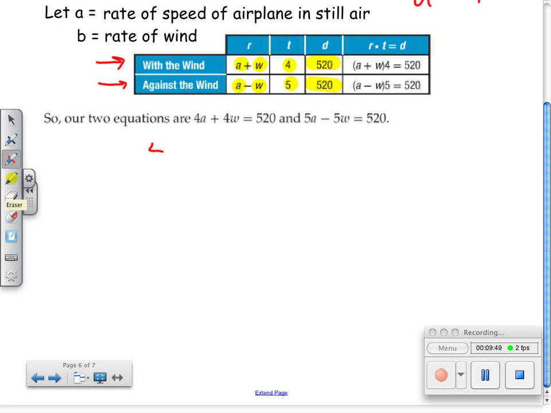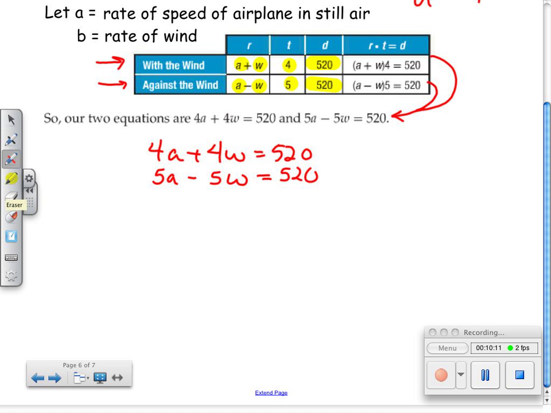All right? So our two equations are this. 4A plus 4W equals 520, and 5A minus 5W equals 520. So do you see we've just distributed these two things when we wrote these two equations, right guys? Everybody follow that? Okay, now what can we do to solve this?